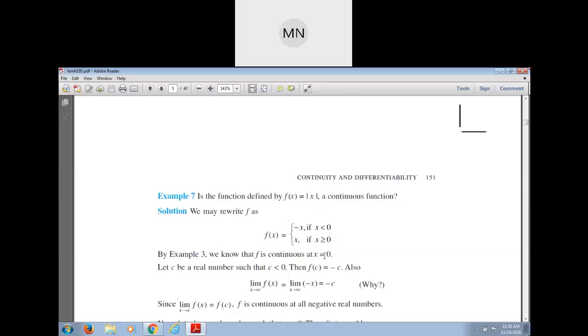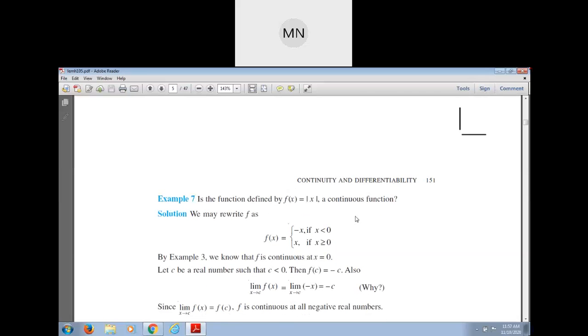It has already been said. Now we take a point c. Suppose c is any real number, and we have to check the continuity at x equals c, because here we are not given a particular point. We are asking whether f of x equals mod x is a continuous function. But in the previous example, we were asked to check the continuity of f of x equals mod of x at x equals 0. But in this problem, we are not given a particular point.